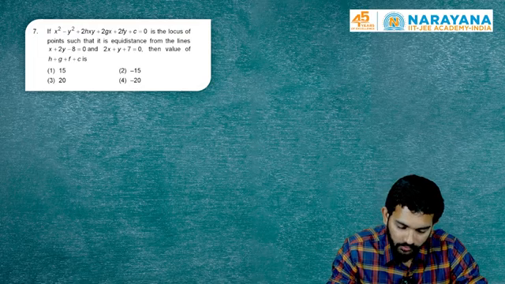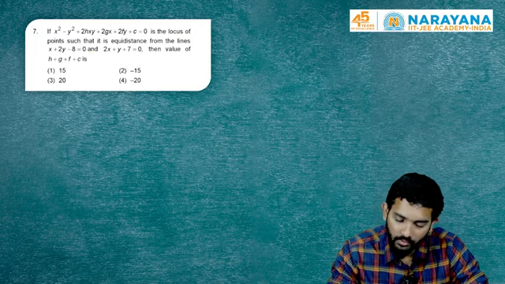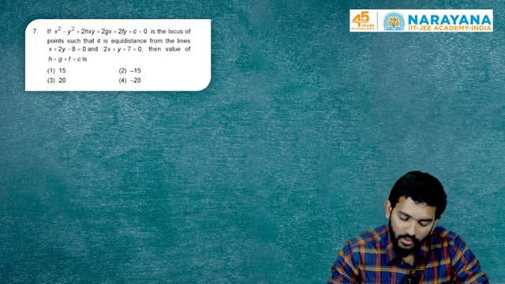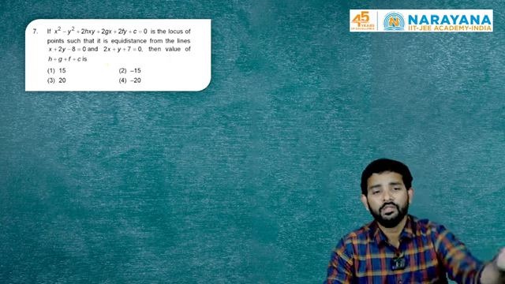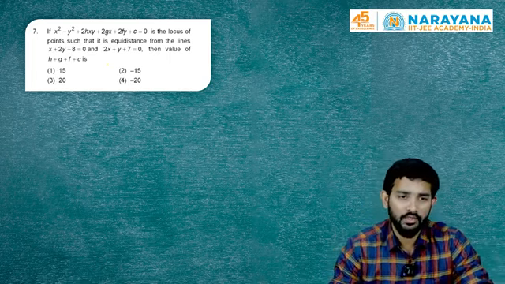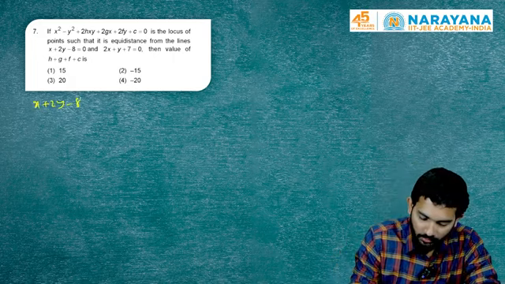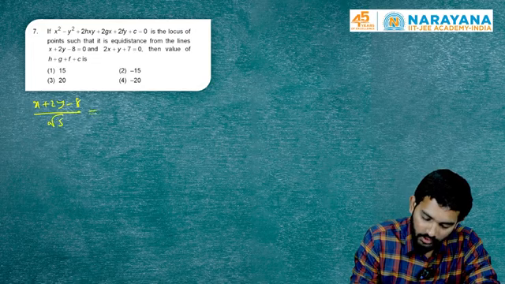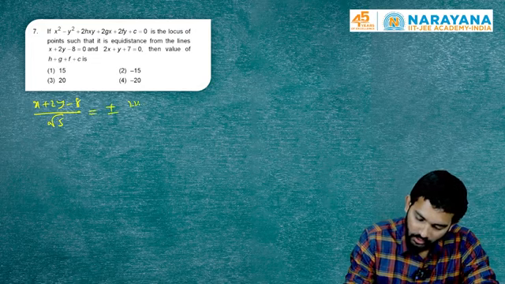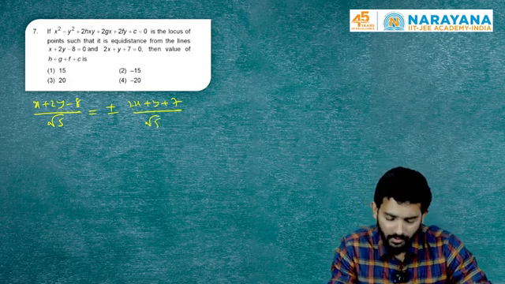So if x square minus y square plus 2hxy plus 2gx plus 2fy plus c is a locus of points such that it is equidistant from the lines, then the value of h plus g plus f plus c. So indirectly he is asking us to find the pair of angle bisectors between these two lines. So we know (x plus 2y minus 8) divided by root 5 is equal to plus or minus (2x plus y plus 7) divided by root 5. So this is how you find angle bisector equations.